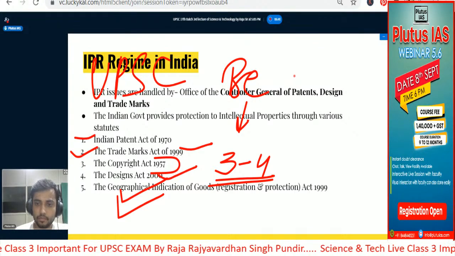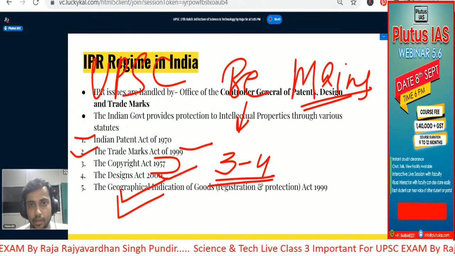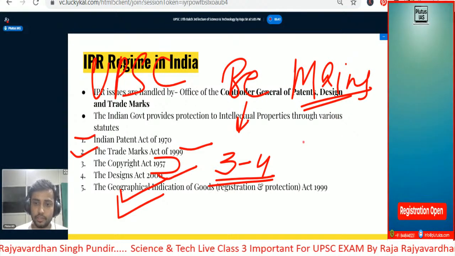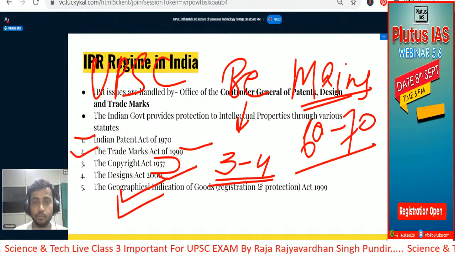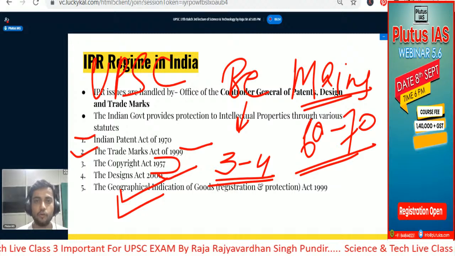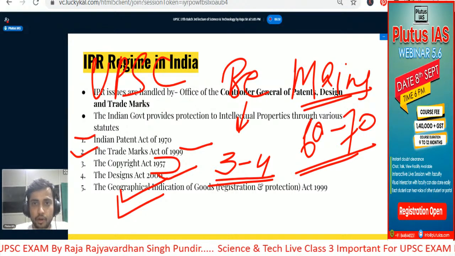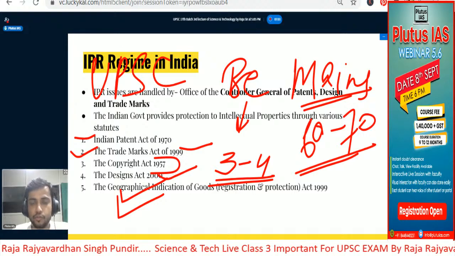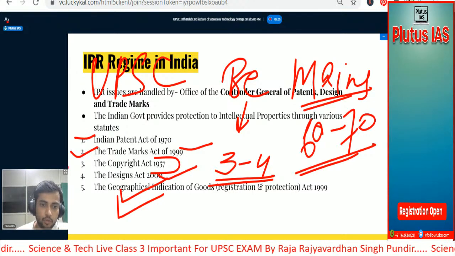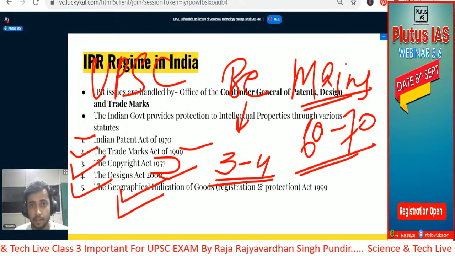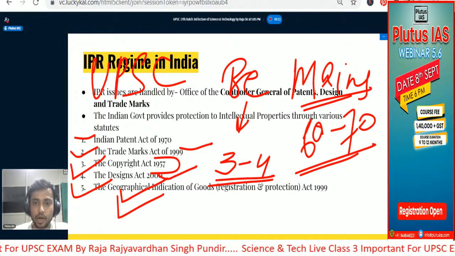The mains, on the other hand, is very predictable. Whatever is in the news, 60 to 70% of the paper will be asked from current affairs, the application of the concepts that you are learning in polity, in economy, in geography, or be it in science and tech. So all of the questions will be related to current events. That is why you have to make a habit of learning the case studies and learning some of the laws which you can mention in your answer.